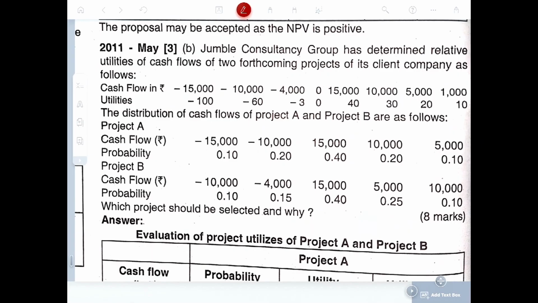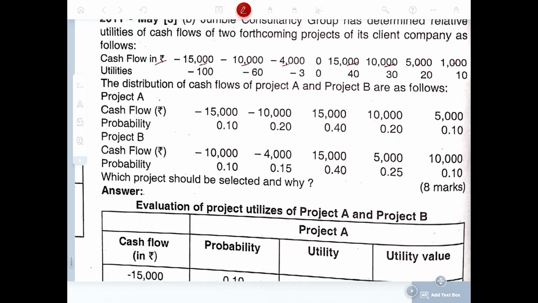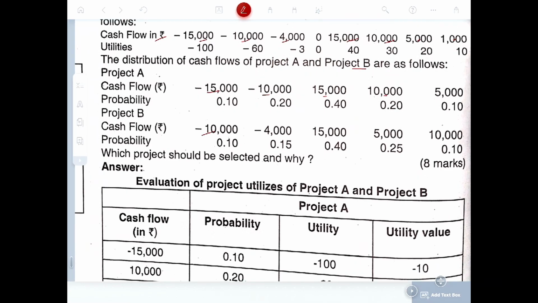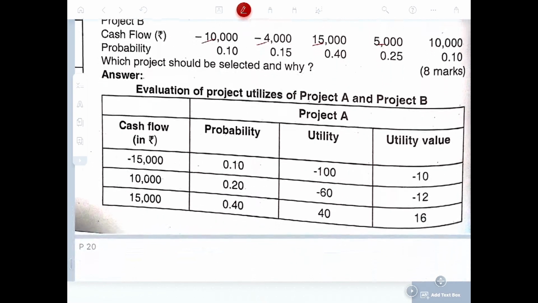A Jumble Consulting Group is determining the relative utility of cash flows of a forthcoming project for the client company. The cash flows and utilities of project A and project B are given. The cash flow is 15 lakhs, 10,000, 15,000, 10,000 with probabilities. For project A, 10,000 and minus 14,000 probability. Which project is selected and why? 9 marks.